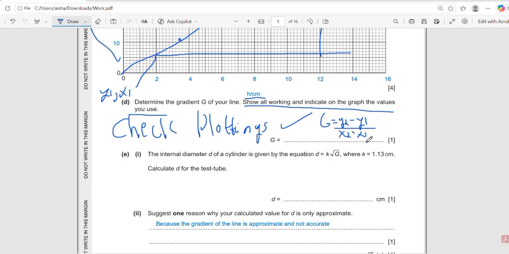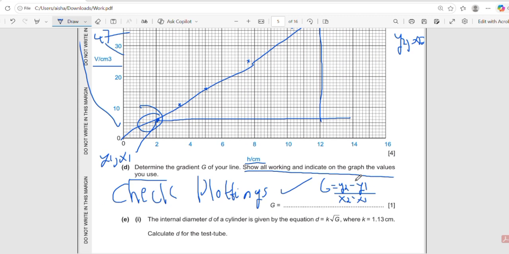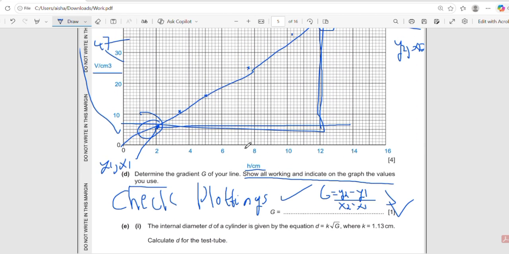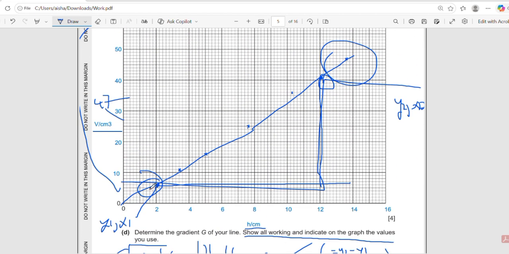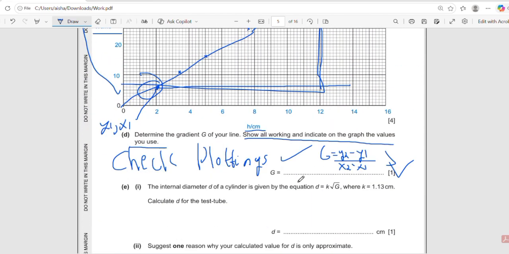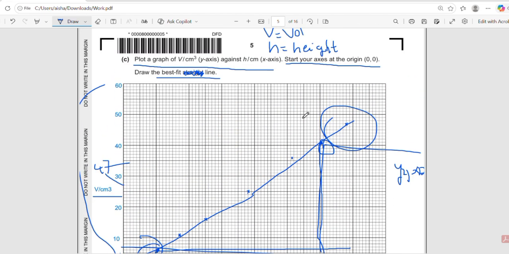Whatever y2 and x2 is at this point, and y1 and x1 is at this point, you just take that, plug it in, and you get your gradient. That's it. But you have to show this method, and the gradient can obviously differ because everyone's graph is not the same. The scales can be different, but it has to be around the same. They may give a range as well, so it has to be in that range.